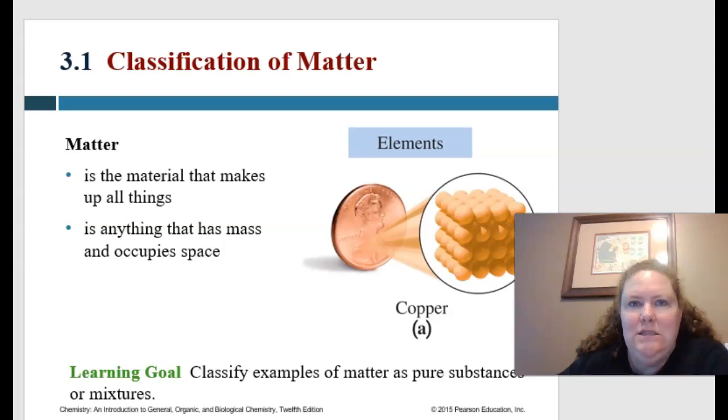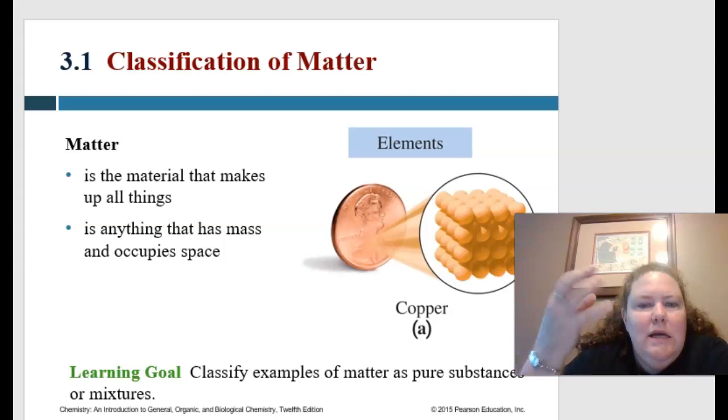Okay, so now we're on to Module 2 that covers chapters 3 and 4, and the first video is going to be the classification of matter. So matter is the material that makes up all of the things, and it is anything that has mass and occupies space. Our learning objective for this video is to be able to classify examples of matter as either pure substances or mixtures.